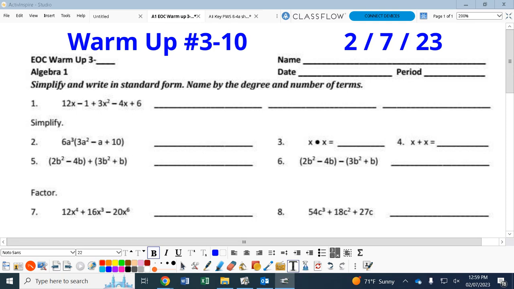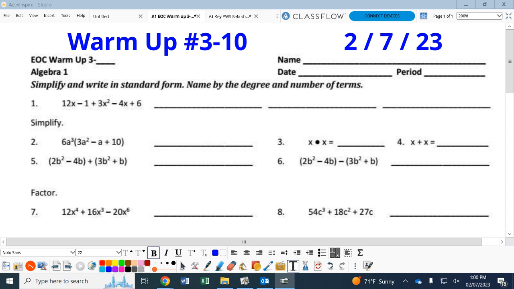Okay guys, the point of today's warm-up as we lead into Friday's test is to review some concepts that are going to be on this test. We're going to review simplifying, putting them in standard form. We're going to review naming them based on their degree and based on the number of terms. We're going to review distributive property, multiplying, adding, subtracting, and then factoring.